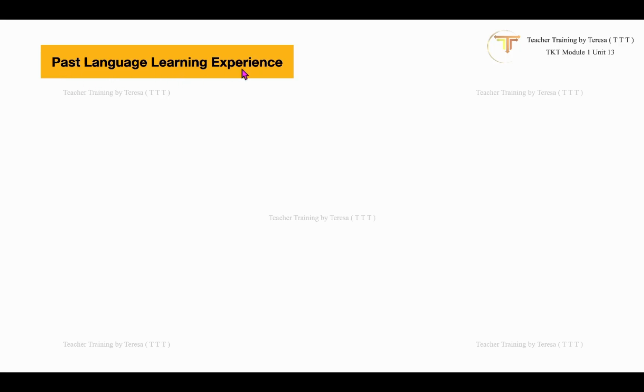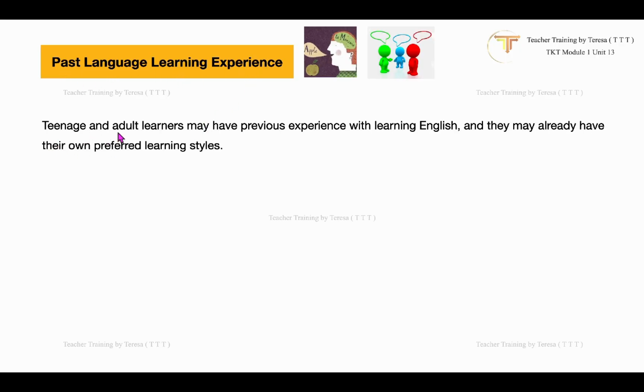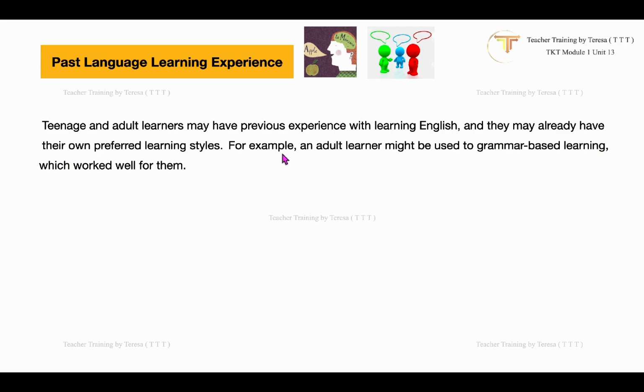Past language learning experience. Teenage and adult learners may have previous experience with learning English, and they may already have their own preferred learning styles. For example, an adult learner might be used to grammar-based learning, which worked well for them.